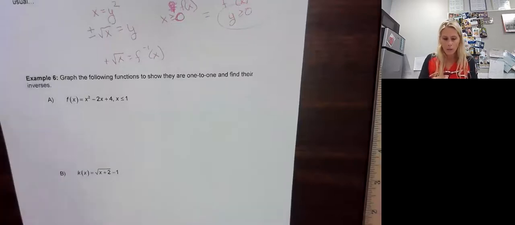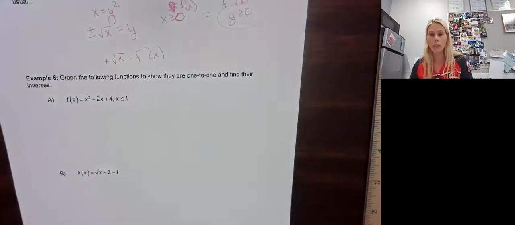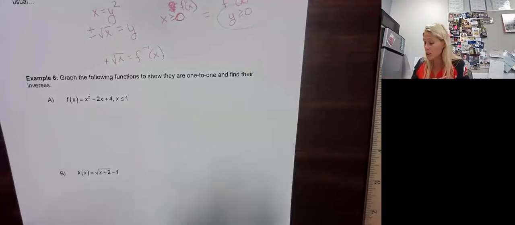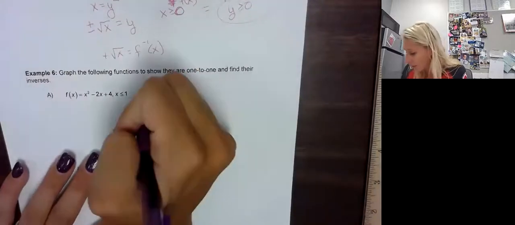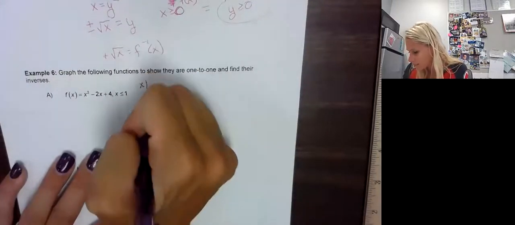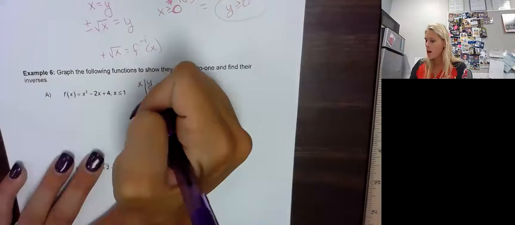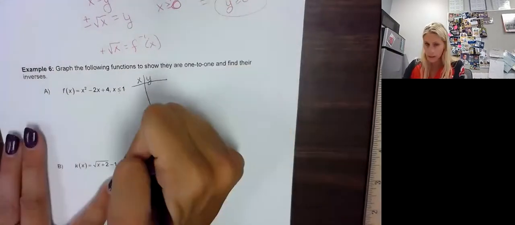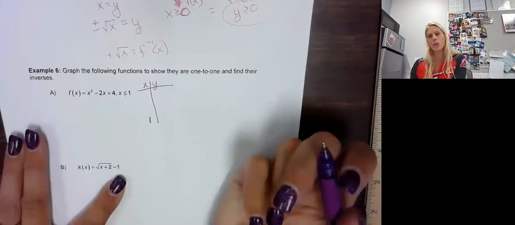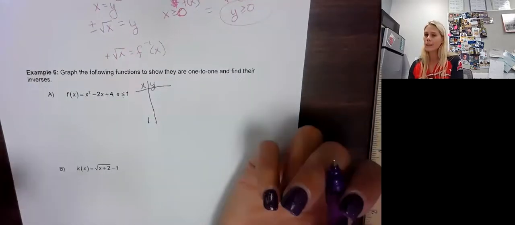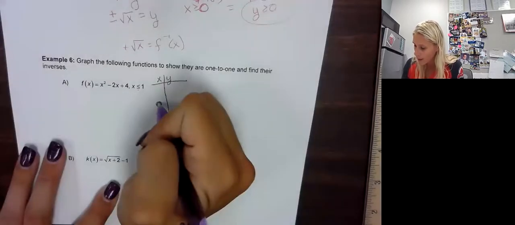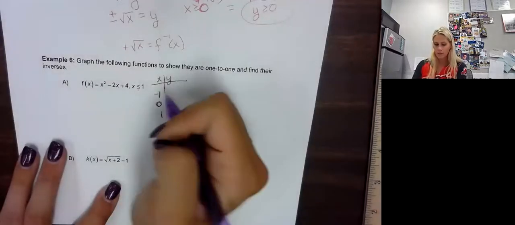Okay, so it says graph the following functions to show that they are one-to-one and then find their inverses. When you graph, the best thing to do is just to do a table, since we do not have a graphing calculator, right? So I have x and I have my y value. Now, x is less than 1, so my highest value is going to be 1. And I know I want to graph multiple coordinates, so that way I know what it looks like. So I'm going to graph 0 and -1. I think that would be good enough.